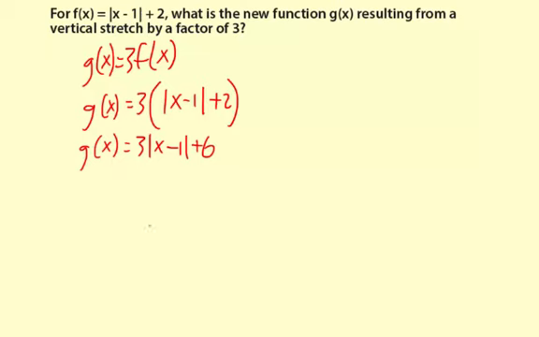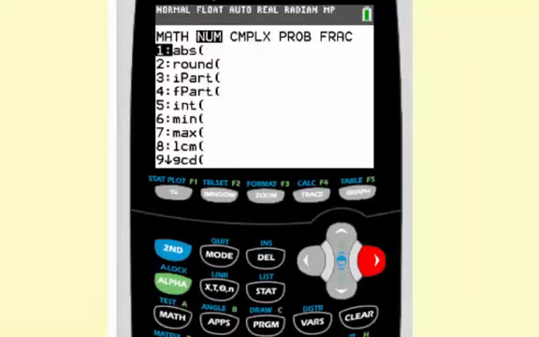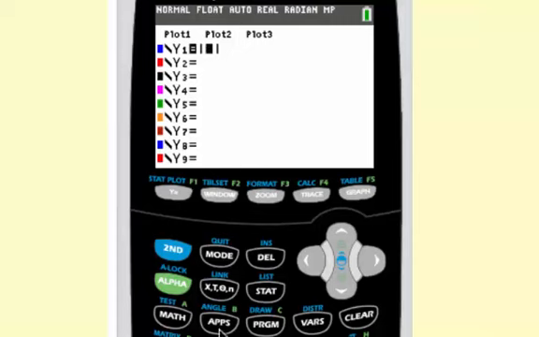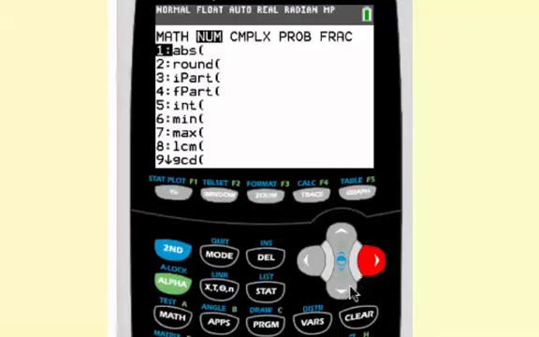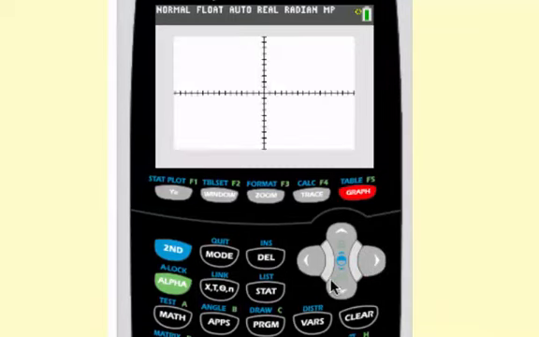Okay, let's compare f of x and g of x by graphing. So f of x is absolute value of x minus 1, then plus 2, and g of x is 3 times the absolute value of x minus 1, then plus 6. Let's graph and compare.